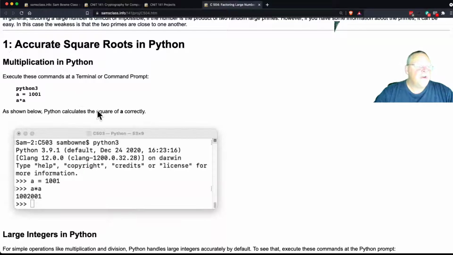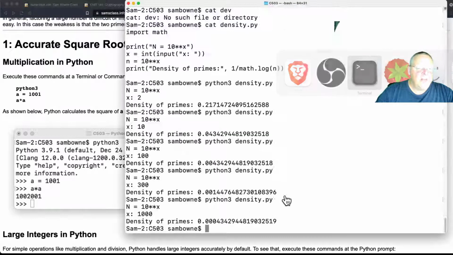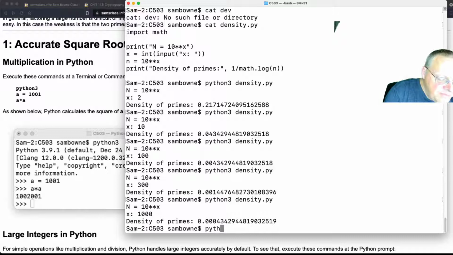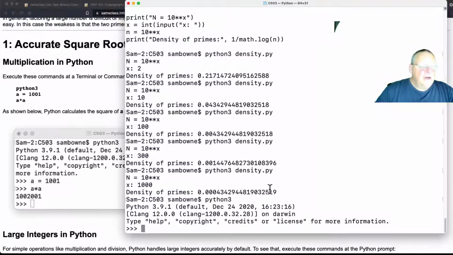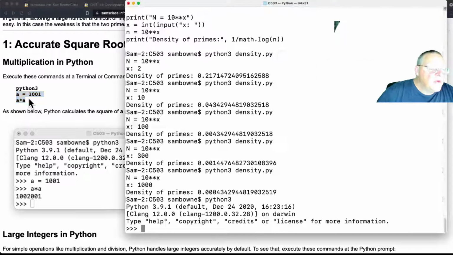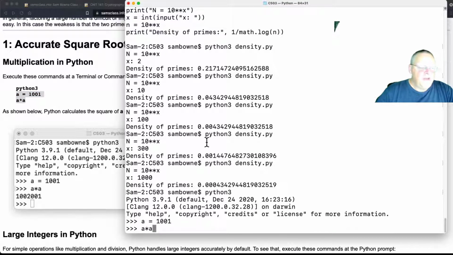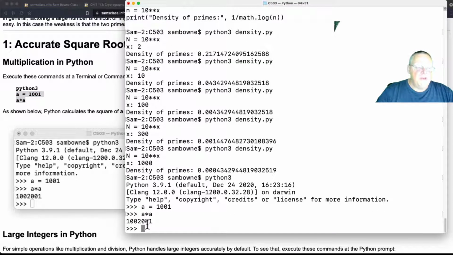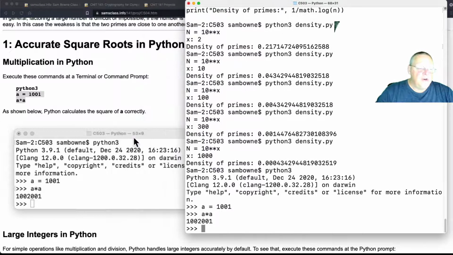So let's start with this. I'm going to use interactive Python for this one, Python 3. All right, so here I can take a number 1001 as A, and then I can multiply it, and I get this square correctly, of course. Now, let me move this over. I think it'll do.